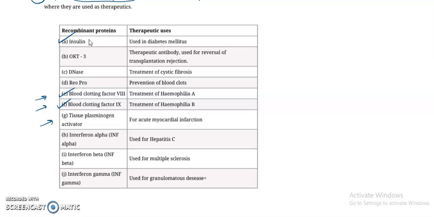Tissue plasminogen activator is used for myocardial infarction. Interferon alpha is used for hepatitis C. Interferon beta is used for multiple sclerosis. And interferon gamma is being used for granulomatous diseases. Okay. Here there is a spelling mistake, so you can make it correct. Learn a few recombinant proteins. It will definitely help you out. At least 5 should definitely be learned.